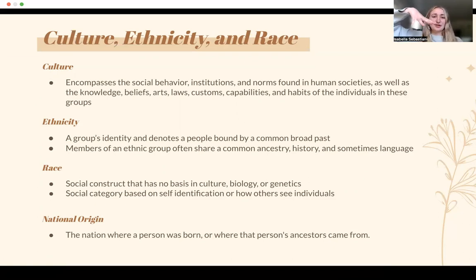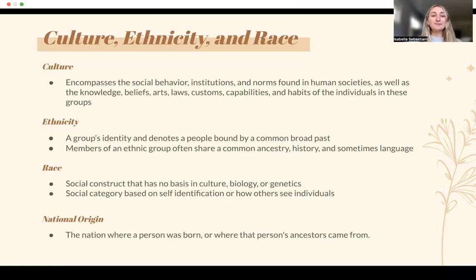Culture is an umbrella term. So picture an umbrella with all of its little points. This umbrella term encompasses the social behavior, institutions, and norms found in human societies, as well as the knowledge, beliefs, arts, laws, customs, capabilities, habits, and values of the individuals in these groups. On the other hand, race is a social construct that has no basis in culture, biology, or genetics. Race is a social category that is based either on self-identification or how individuals are seen by others.